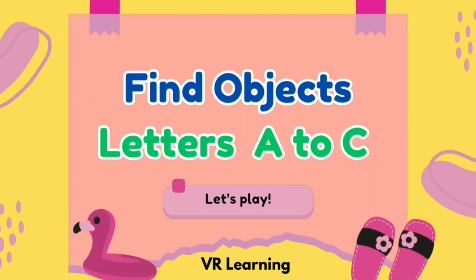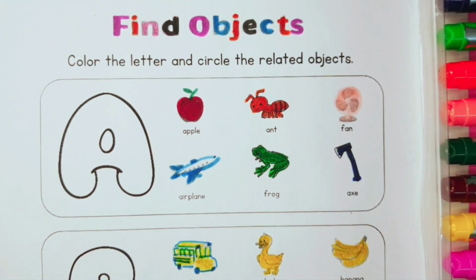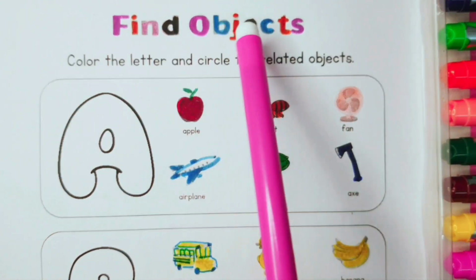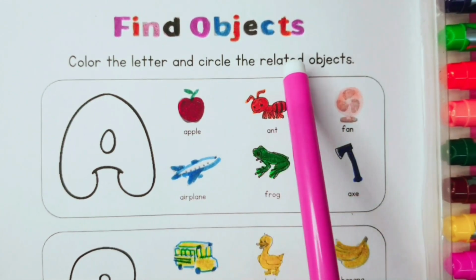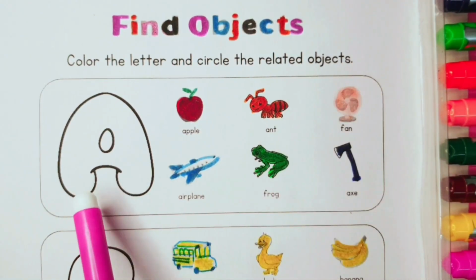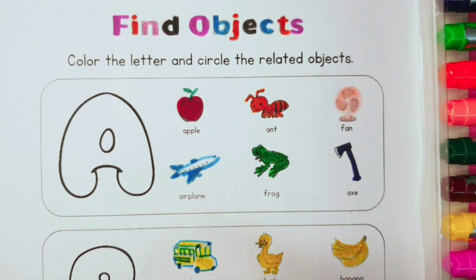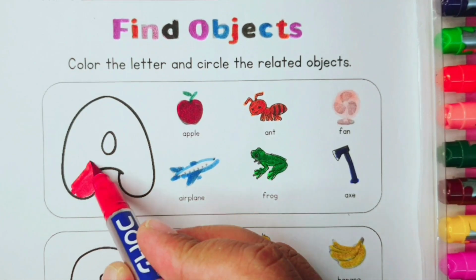Let's find and circle the object letter A to C. Let's start. Find objects. Color the letter and circle the related object. This is letter A. Let's start. Let's color the letter A.